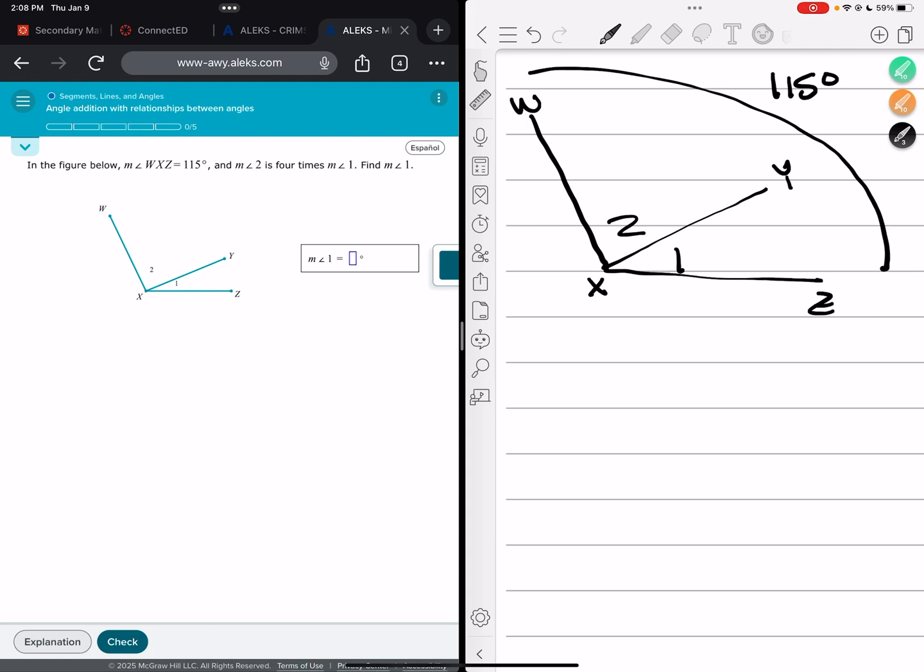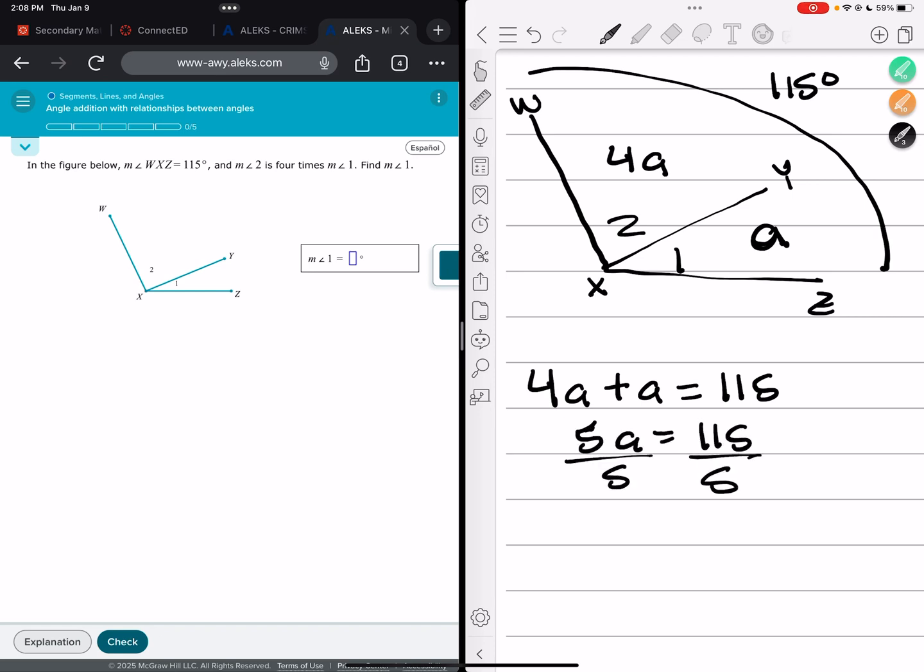This means if I say, you know what, I think this angle measure we could represent with a letter A, that means that this angle 2 is 4 times A. So if I wanted to be able to figure out how big angle 1 is, that means I could say 4A plus A would have to equal 115 degrees. This simplifies to be 5A equals 115.